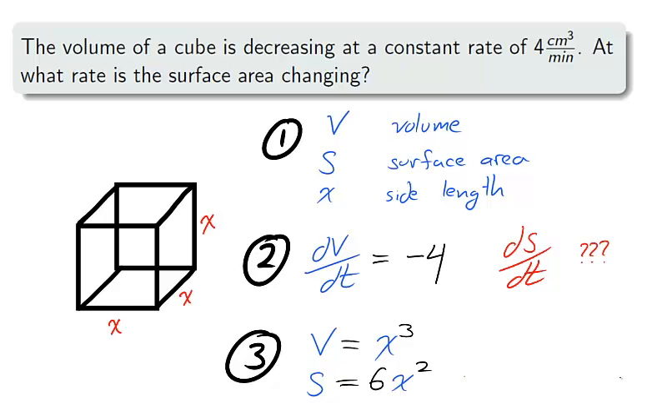Three. We need two equations to connect volume and surface area in a cube. The volume is equal to the side length cubed, and for the surface area, a cube has 6 sides, each of area x squared. So the surface area is equal to 6 times x squared.